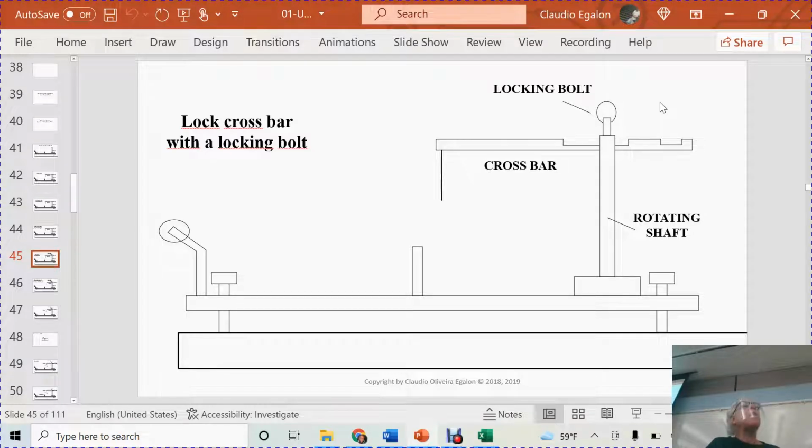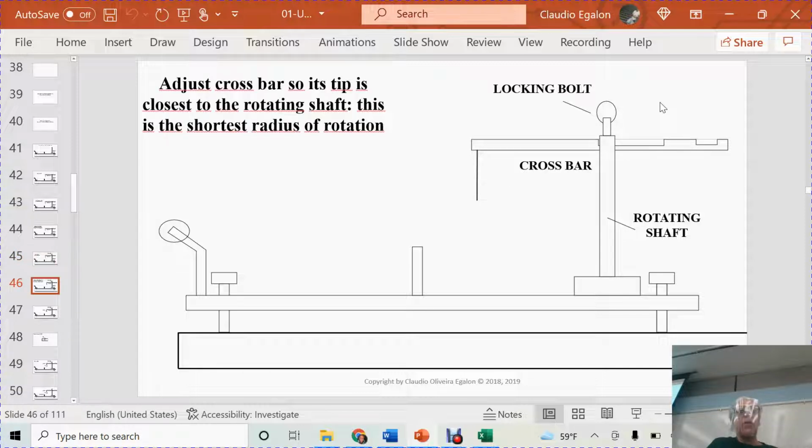There is a locking bolt there that's going to lock the bar into place. But before you do that, you're going to start with the smallest possible radius of rotation. So just adjust the bar so this string is at the shortest distance from the center of rotation.